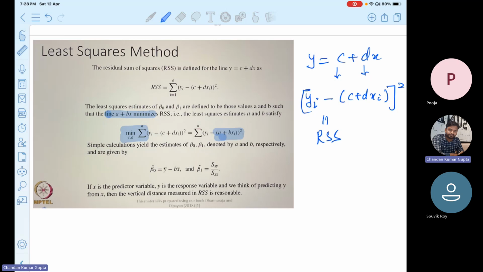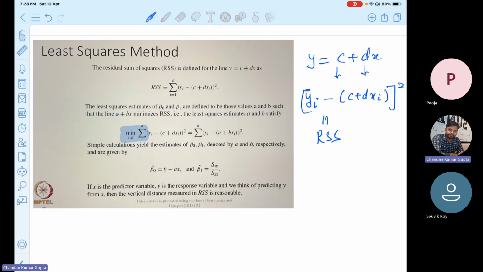Is there anyone who knows how to calculate this? How to find the beta naught cap and the beta 1 cap? Is there anyone? Okay. Am I audible?